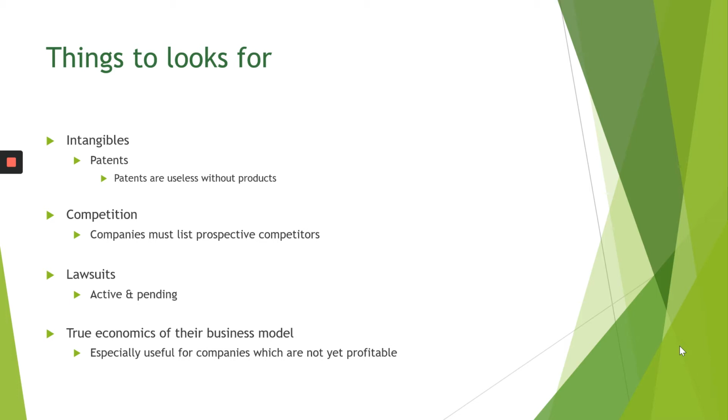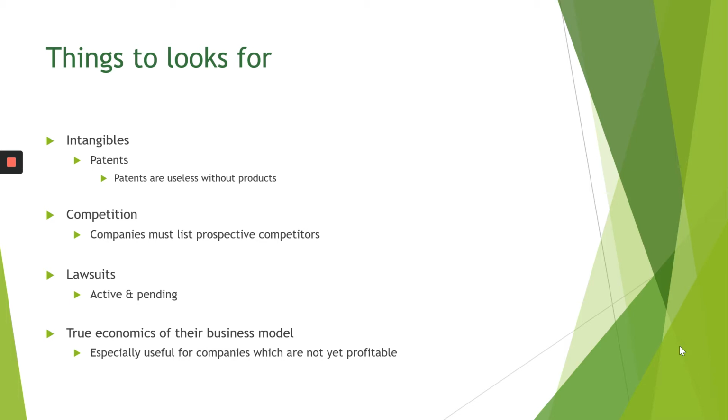So there are a few sections that are very useful. One is the intangible section, particularly patents that a company might hold. A company will list all its patents inside the 10K report. Just to note, though, patents are pretty much useless if there's no products to use them on. It will talk about the company's competition. Companies have to list prospective competitors within their 10K report. It will list any lawsuits the company is currently involved in. That's both active lawsuits and ones that are pending.